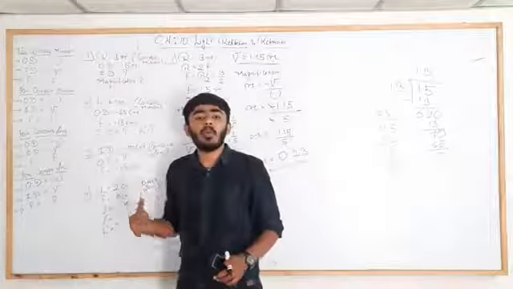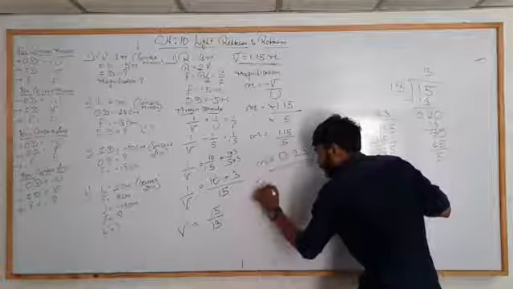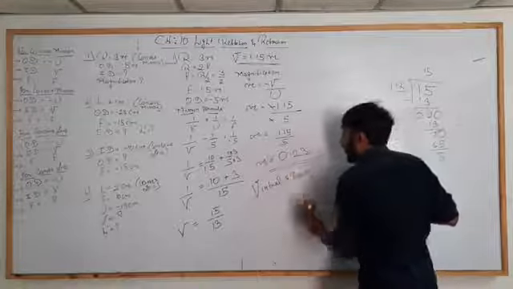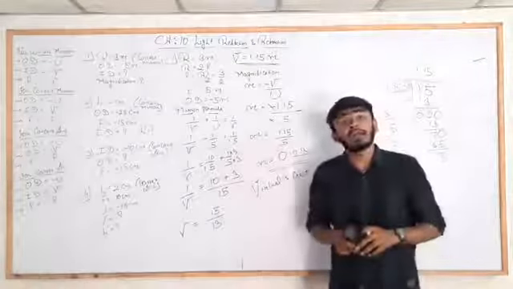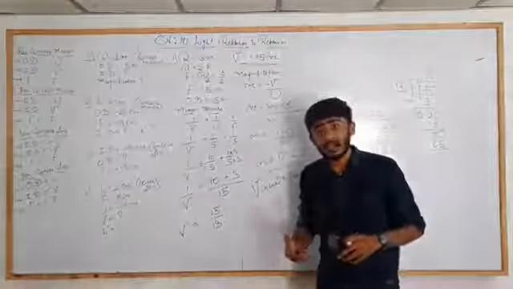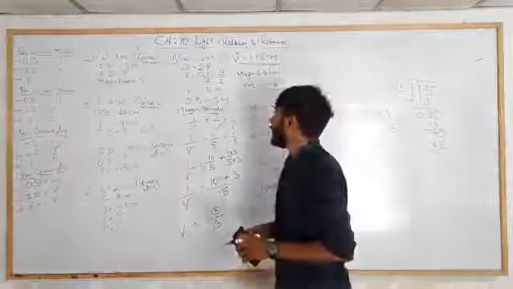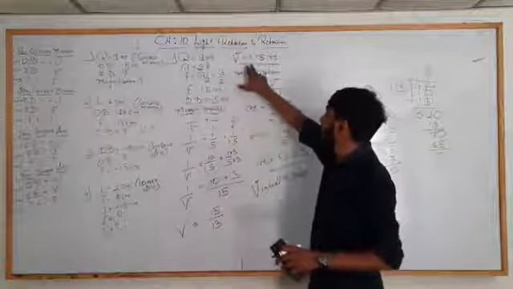the image will be what? Virtual and erect. It will be virtual and erect, and the magnification, yes, we need to see the magnification, that either it is small in size, enlarged, highly enlarged, or point size. Then we need to compare what? We need to compare the object distance and the image distance.